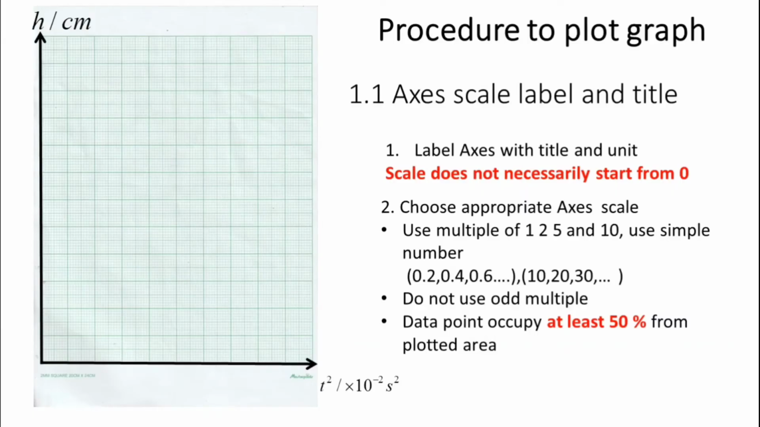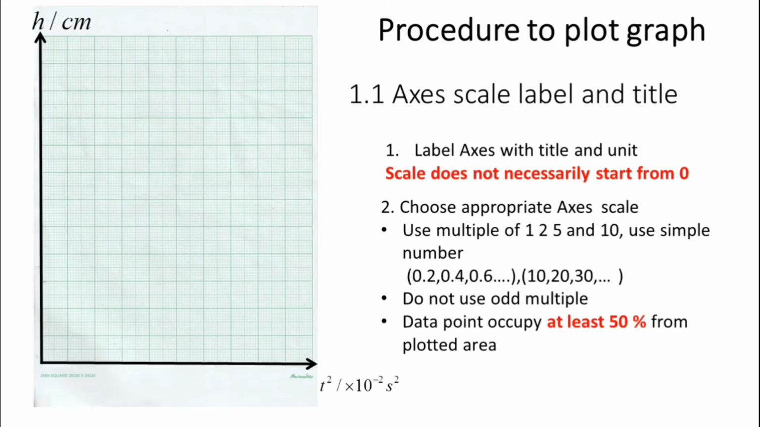Use a simple number for the scale. Use the number in the multiple of 1, 2, 5 or 10. You can use 0.2, 0.4, 0.6 and 0.8. They are the multiple of 2. Or you can use 10, 20, 30, 40, etc. They are multiple of 10.